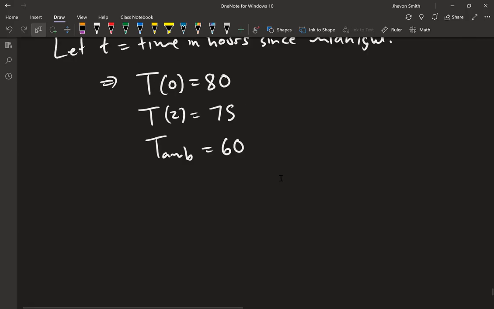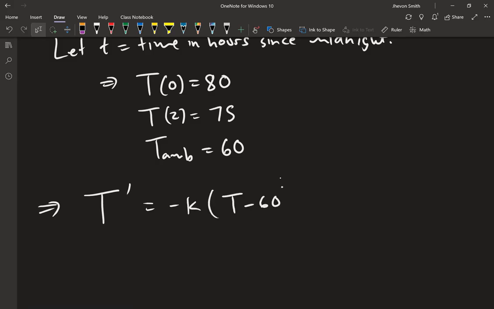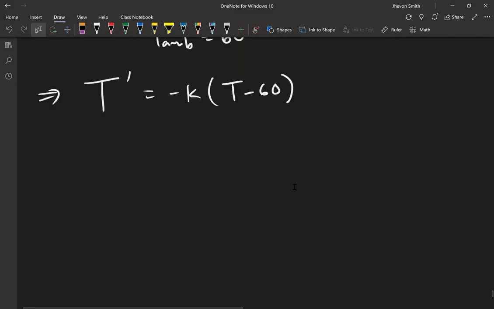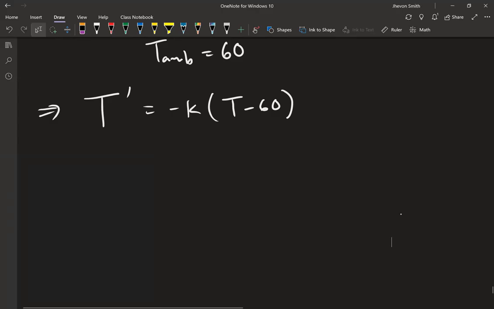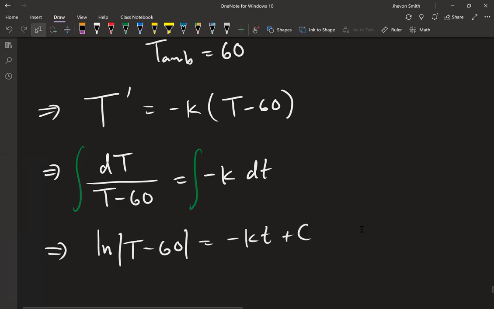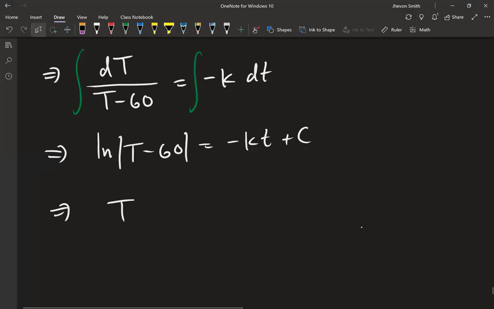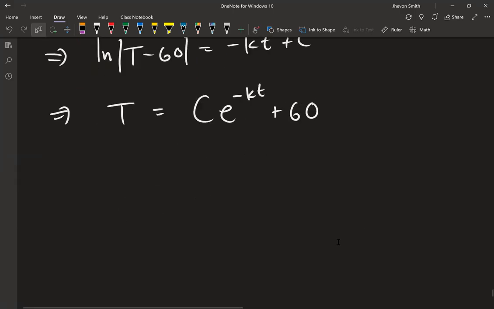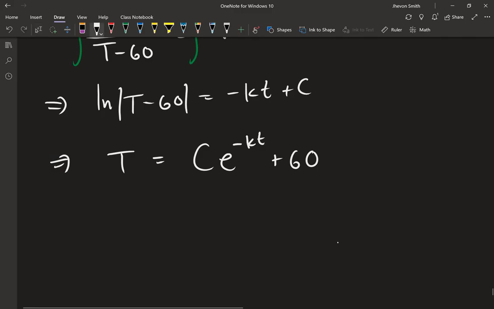And so this would mean that my T prime is equal to minus k times T minus 60. Now it turns out that this is a first order differential equation. More than that, it is a separable first order differential equation. So don't mix up the little t and the big T. You'll integrate both sides. This side you'll get ln of the absolute value, this side you get minus kt plus a constant. Then you would have T equals a constant c times e to the minus kt, and then you add 60. At this point, notice that we have two unknowns. So we'll need two points of reference.